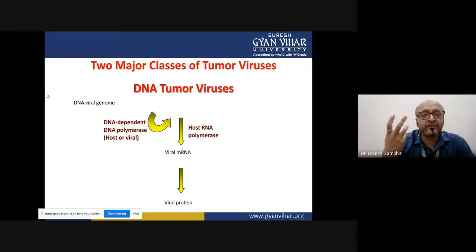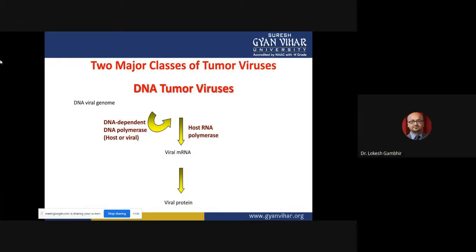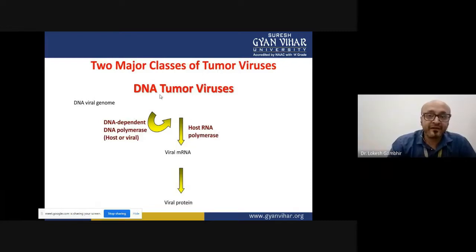So when we are talking about two major classes, DNA and RNA, and when we are talking about the DNA viral genome, what is happening? The DNA viral genome inside the cytoplasm gets replicated by DNA dependent DNA polymerase. It can be both from the host or the virus can code by themselves. Then in order to express the viral protein, these viruses require host machinery, by which I mean all the raw material that is required for the synthesis of mRNA as well as the enzyme that is RNA polymerase. And then by the flow of genetic information, that is central dogma, from DNA to viral mRNA and then viral mRNA to viral protein, that is how these tumor viruses are producing their proteins.